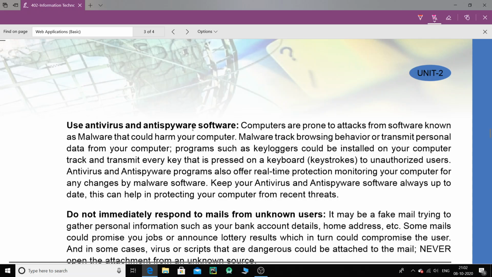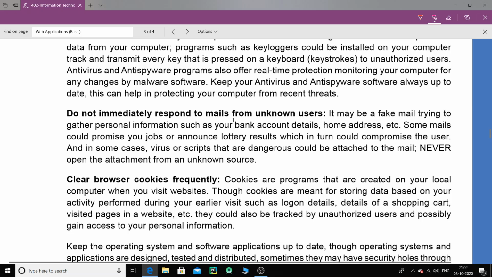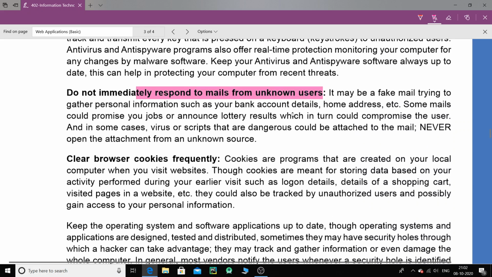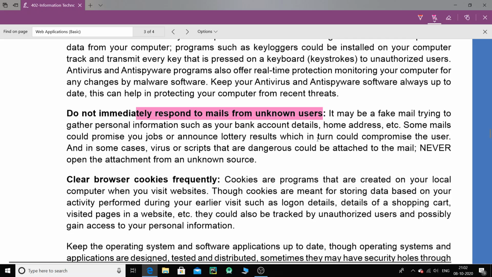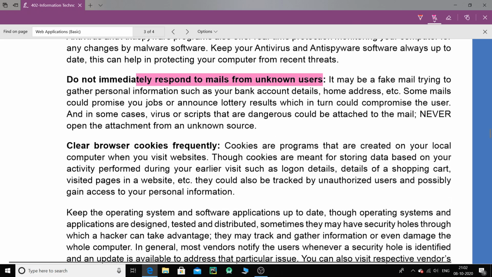Use antivirus and anti-spyware software. It is very important, because any software can enter into your computer and steal away your data. So it's better to have these softwares. And do not immediately respond to mails. This is very important. Never respond to mails immediately. Always do your study and then only you can respond to the mails. If you receive a mail from some client or some website, go to that website, study that website, what this website is all about, and then you can respond to that mail.